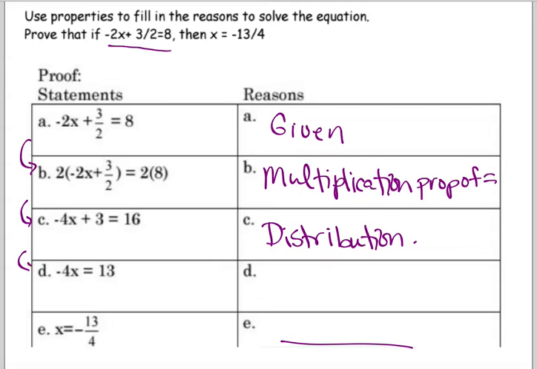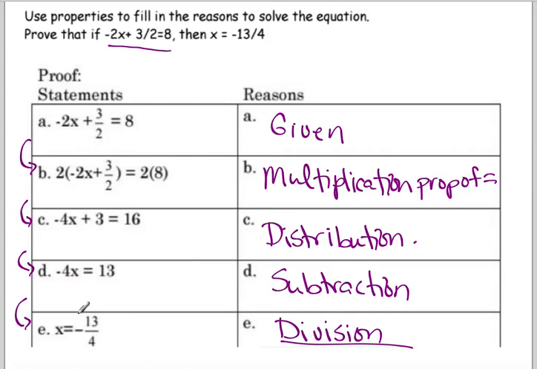Now, from C to D, we have to think about what happened here. They have subtracted 3 to get the negative 4x alone. So they have done subtraction property of equality. And then from D to E, they have divided by a negative 4. So that's just division property of equality. So just an algebra proof there.